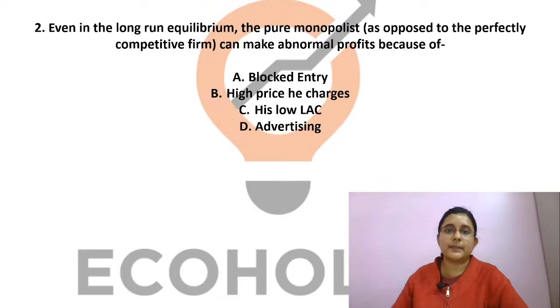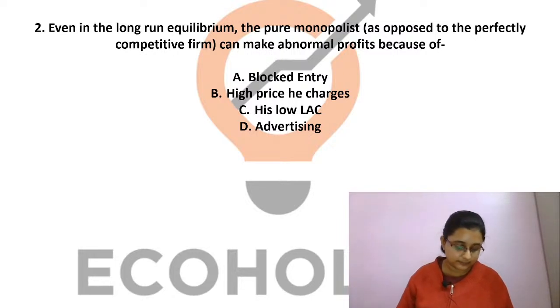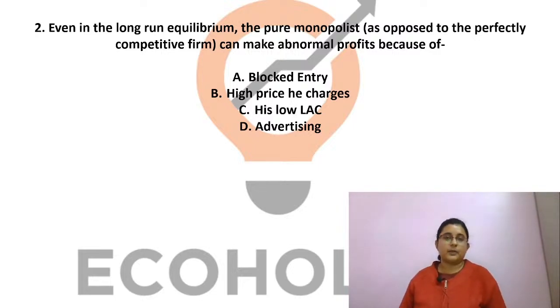Even in the long run equilibrium, the pure monopolist, as opposed to the perfectly competitive firm, can make abnormal profit because of. So, when can a pure monopolist make abnormal profit? What is the reason behind abnormal profit? Option A, blocked entry. Option B, high price that he charges. Option C, low LAC. Or option D, advertising. Tell me. Dania, good evening. Please write down your answer on the chat box.